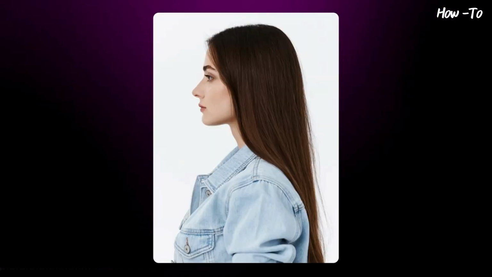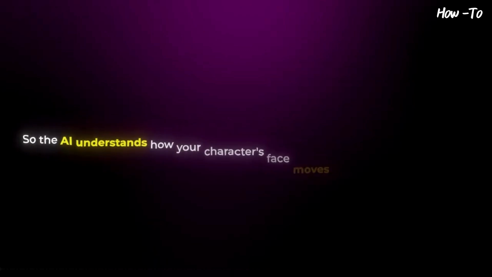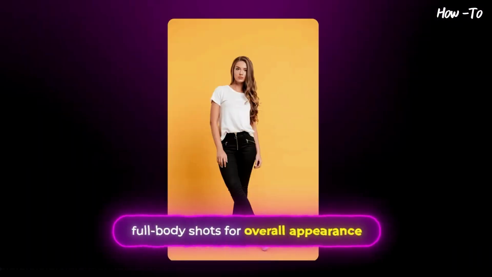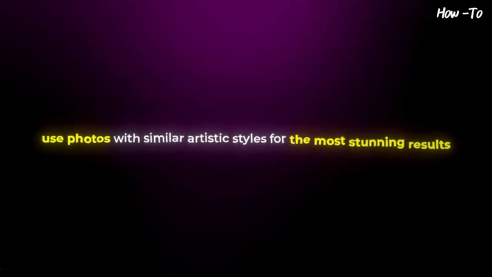When choosing multiple images, I recommend including different angles like front view, profile, and three-quarter shots. Show various expressions so the AI understands how your character's face moves and changes beautifully. Include both close-ups for facial details and full-body shots for overall appearance. Try to keep lighting consistent across your images and use photos with similar artistic styles for the most stunning results.